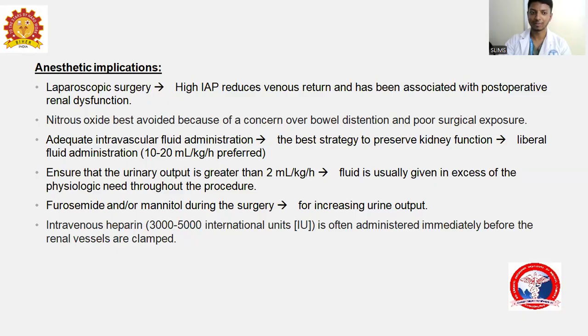We can employ a liberal fluid strategy here at 10 to 20 ml per kg per hour. Ensure that the urinary output is greater than 2 ml per kg per hour. Fluid is usually given in excess of the physiological need throughout the procedure. Furosemide and or mannitol may be given during surgery for increasing the urine output. IV heparin up to 3,000 to 5,000 international units is often administered immediately before the renal vessels are clamped.